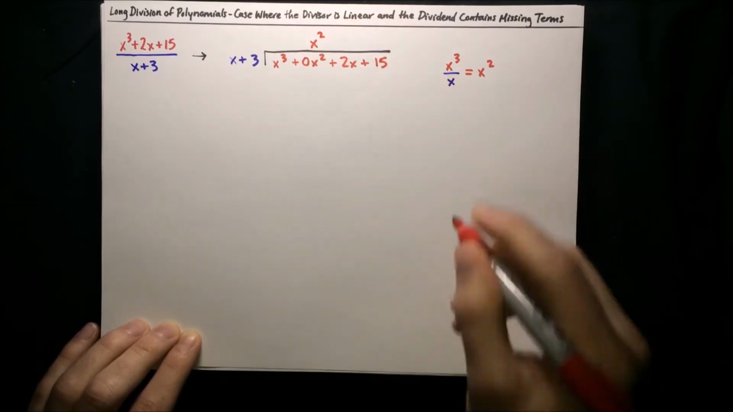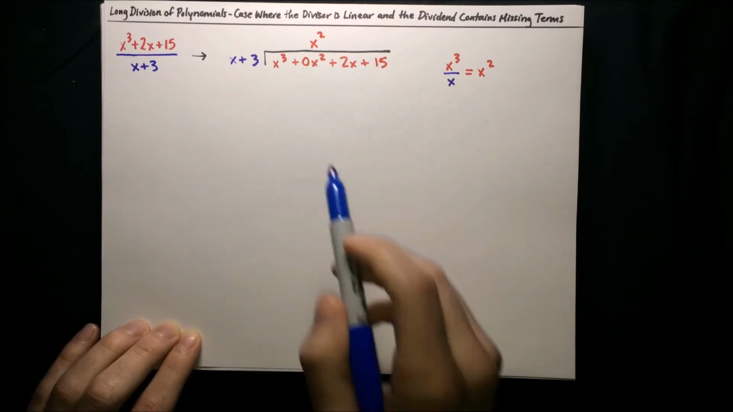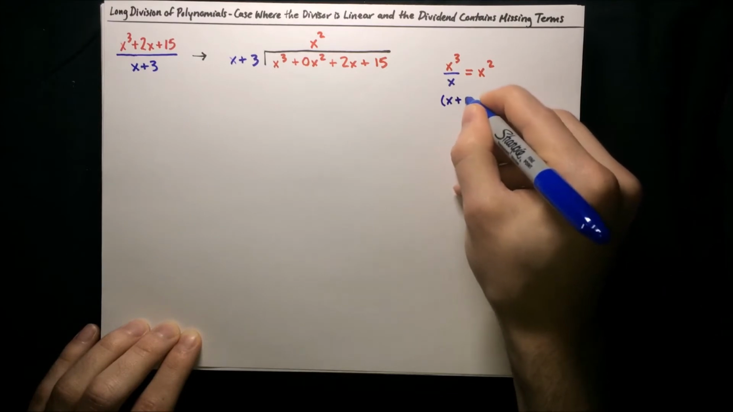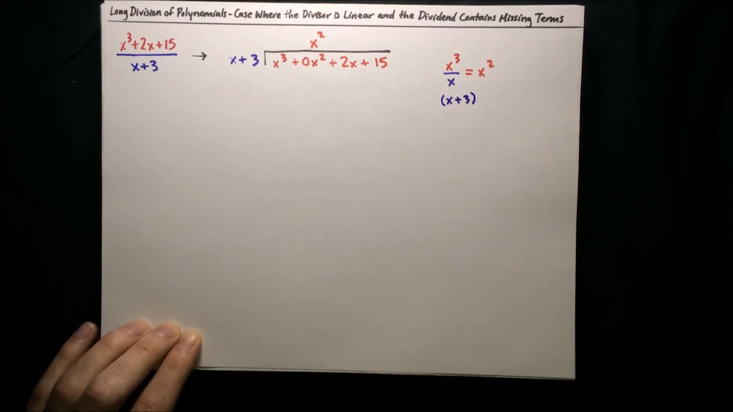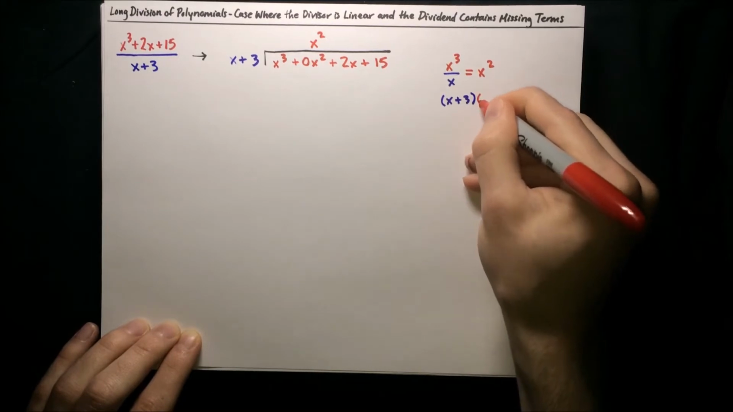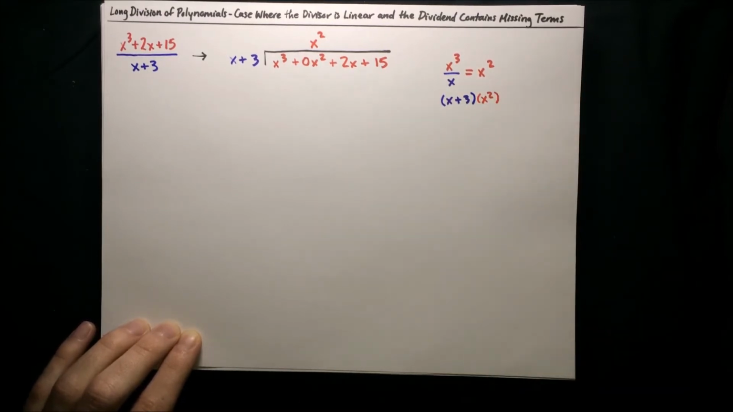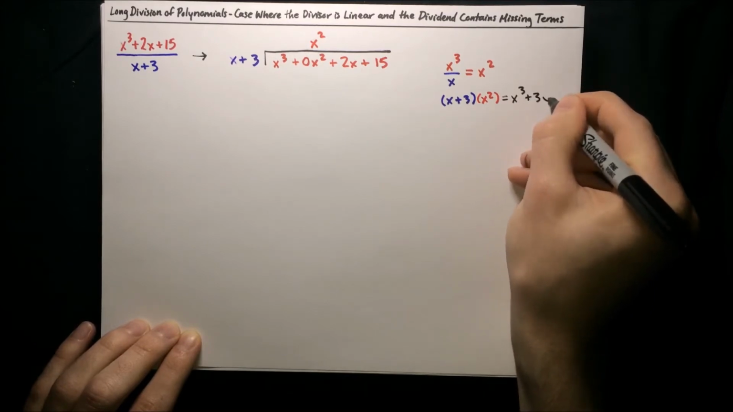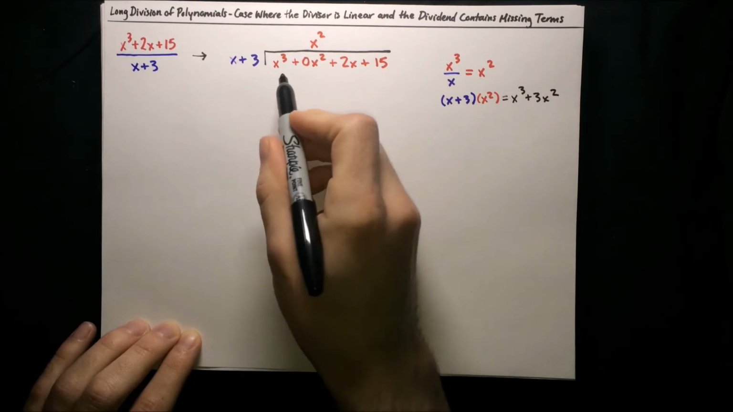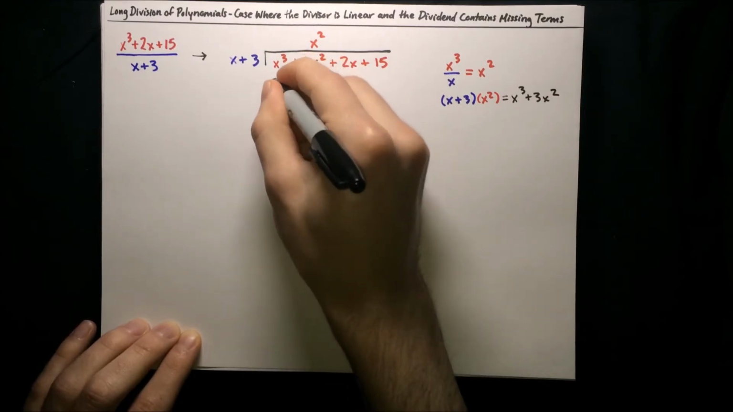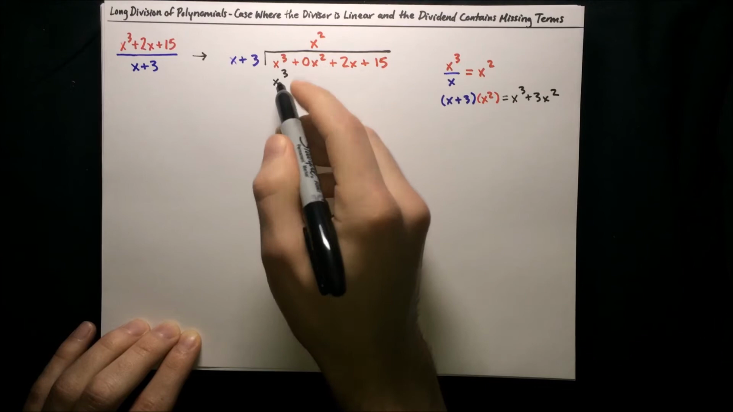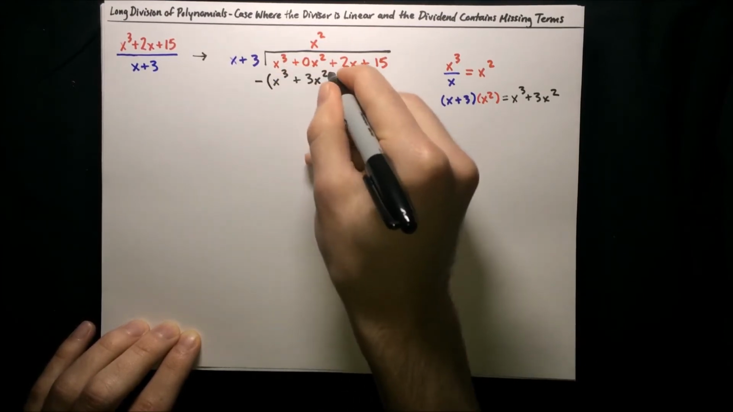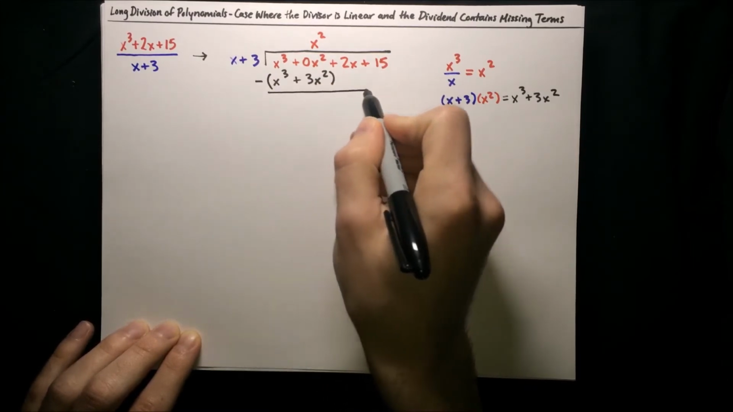X squared goes up here, and to figure out what we need to write in the row below, we need to multiply our divisor, x plus 3, by that result, x squared. So x plus 3 times x squared produces just x to the third plus 3x squared. So we'll write that in the row underneath. Line it up, x to the third goes with the x to the third, and then plus 3x squared. And we're going to subtract that from the original dividend.